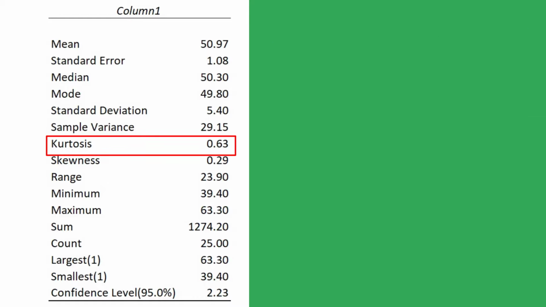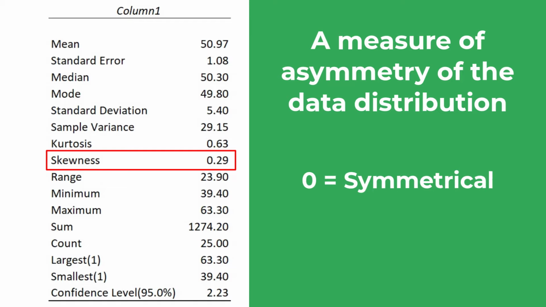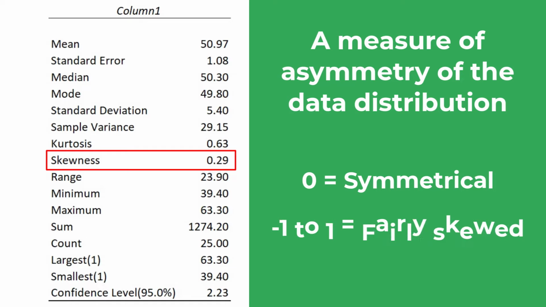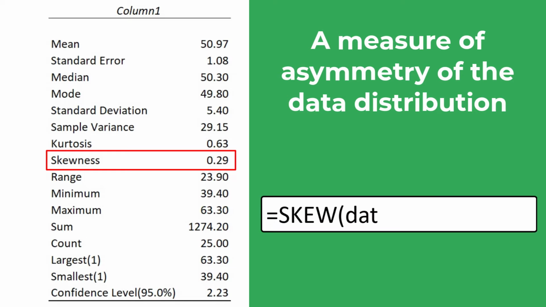Next up, we have skewness. Skewness is a measure of asymmetry of the data distribution. A value of 0 indicates a perfectly symmetrical distribution. If the value is between negative 1 and 1, but isn't 0, then the data are considered fairly skewed. And if the value is outside this range, then the data are highly skewed. In Excel, you can use the skew function to calculate the skewness value separately.